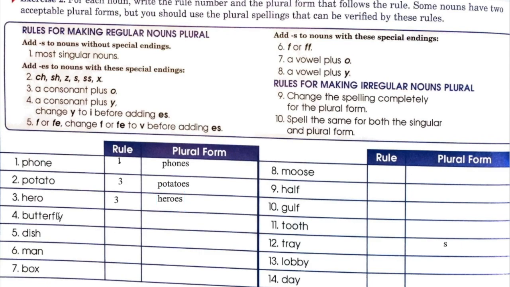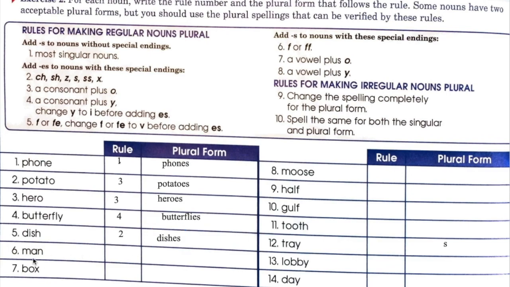Butterfly ends with a Y, ends with a consonant and a Y. Look for the rule that says a consonant plus Y. That is rule number 4. Rule number 4 says change the Y to an I and add ES. Butterflies. Dish ends with an SH. Look for the rule that ends with SH. Number 2. Rule number 2 says add ES. Dishes.